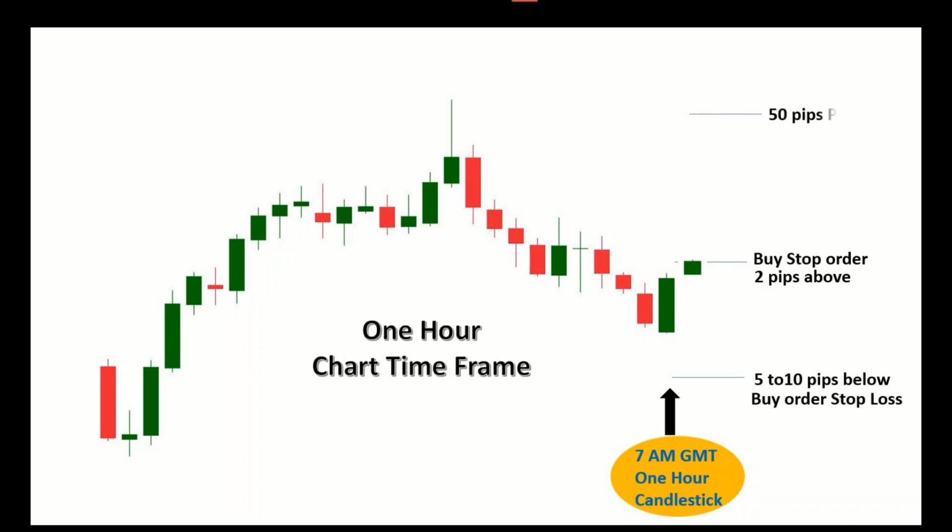Place a 50 pip take profit order. When the price reaches the stop loss or take profit order, the trade will be closed. However, in some cases, the price may not reach any of these orders by the end of the day, forcing you to decide whether to close it or leave it for longer.